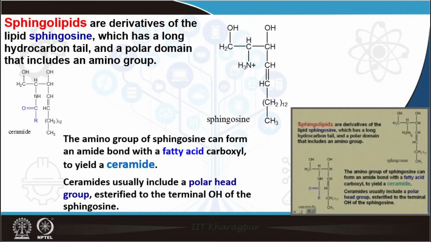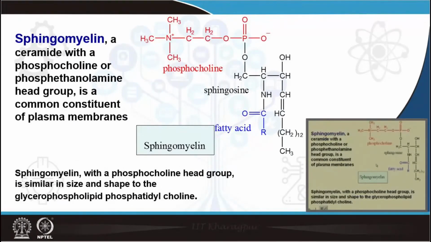So, what you can have is this NH3 plus form an amide with another fatty acid. So, what are you going to have? You are going to have two long carbon chains here. Okay. So, that is exactly what you have. We have ceramides that can include a polar head group, and it is esterified to the terminal OH of the sphingosine. Let's see what that is.